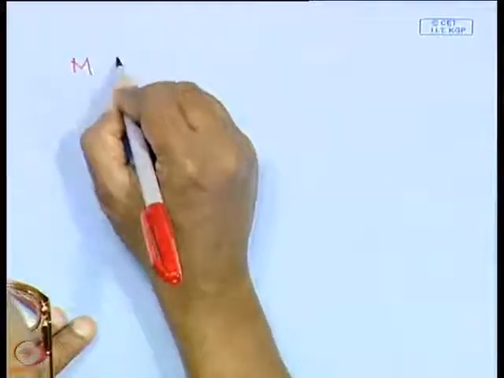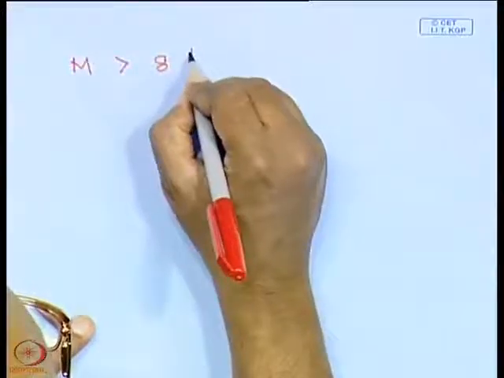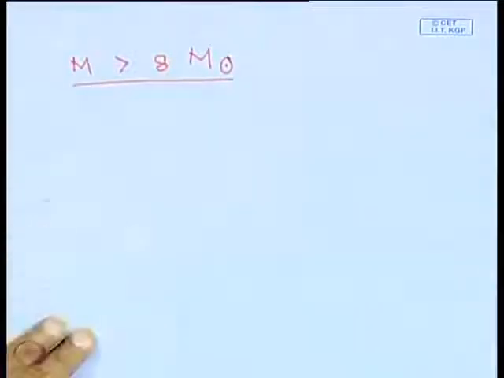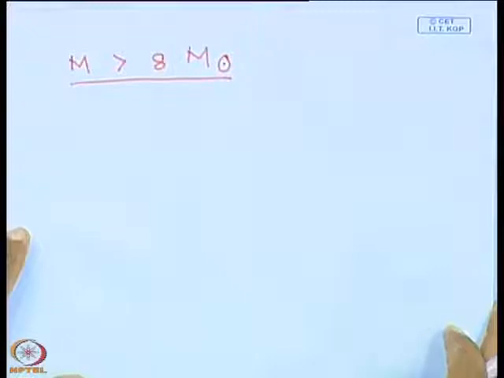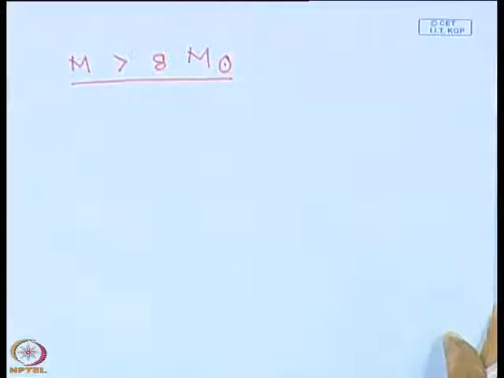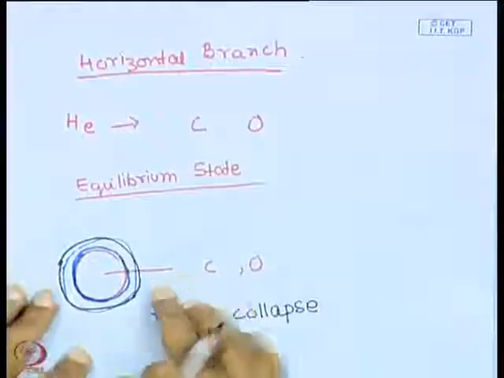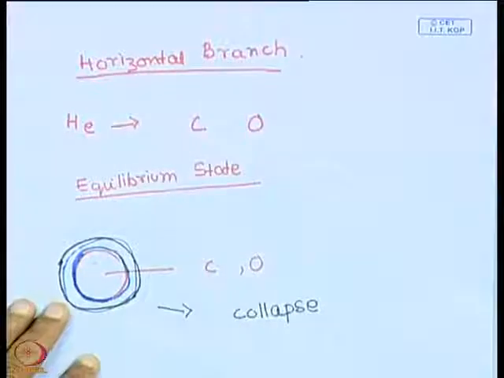Now, what happens to stars which are more massive than 8 solar masses? Now, in these stars, let me go back to the picture. What happens to these stars? In these stars, you have a core of carbon and oxygen.